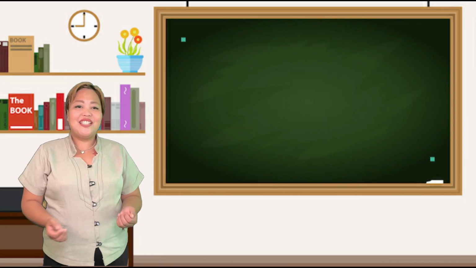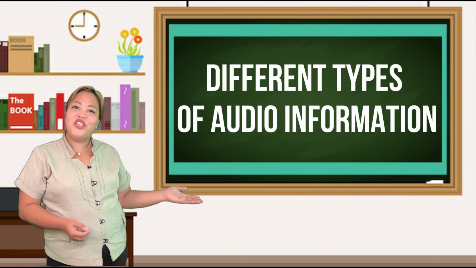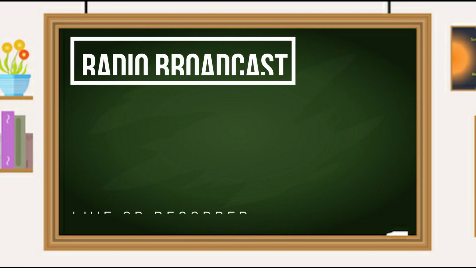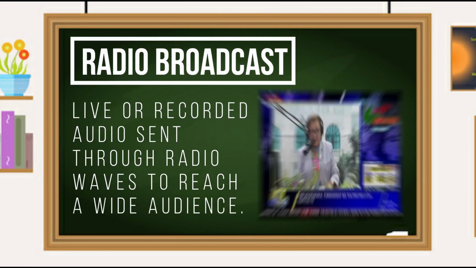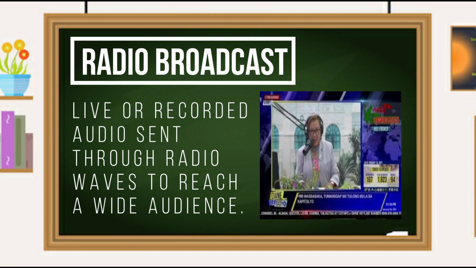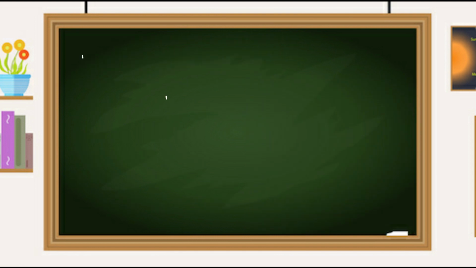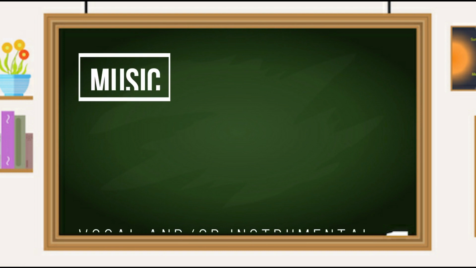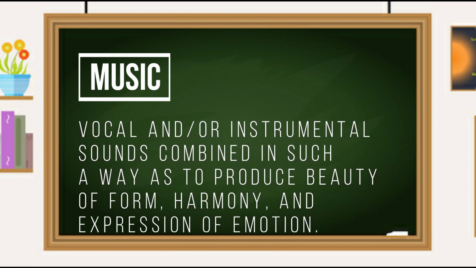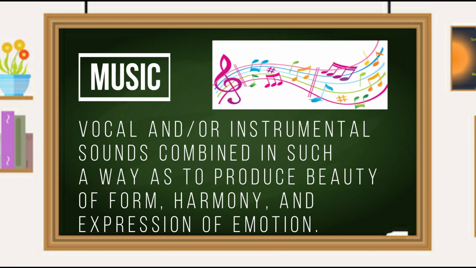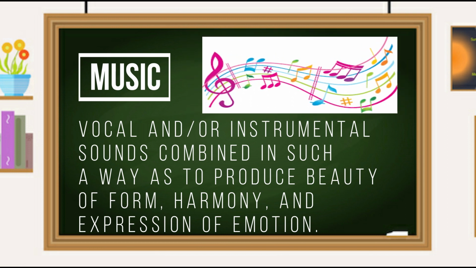Alright class, let us now classify the different types of audio information. First is radio broadcast. Live or recorded audio sent through radio waves to reach a wide audience. Music. Vocal and or instrumental sound combined in such a way as to produce beauty of form, harmony, and expression of emotion. It is composed and performed for many purposes, ranging from aesthetic pleasure, religious or ceremonial purposes, or as an entertainment product.